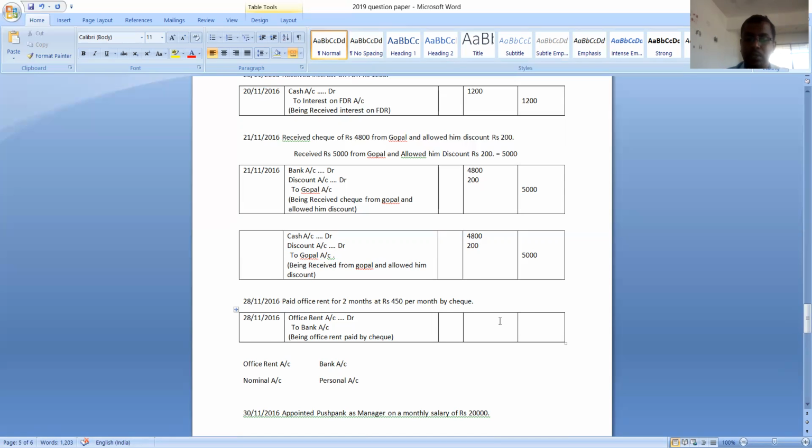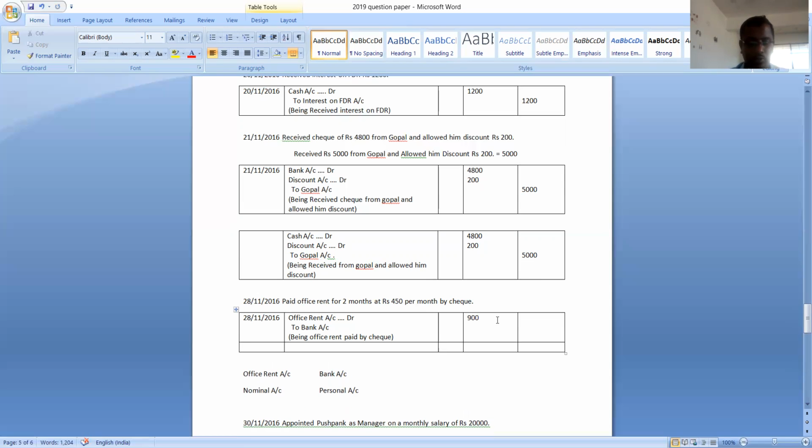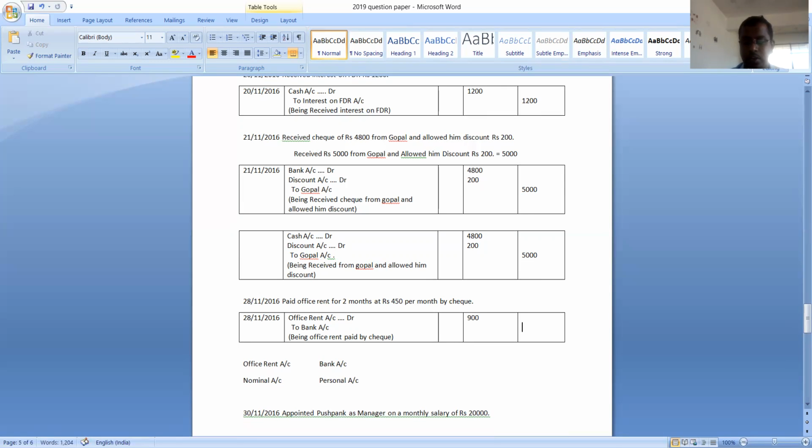Now you should be careful while writing the amount. See here, paid office rent for 2 months at rupees 450 per month. So per month 450, and at a time you paid 2 months rent. It means 450 plus 450 is how much? 900 rupees. Understood? Don't write 450, write 900, because you paid office rent of rupees 450 per month for how many months? For 2 months. Understood?